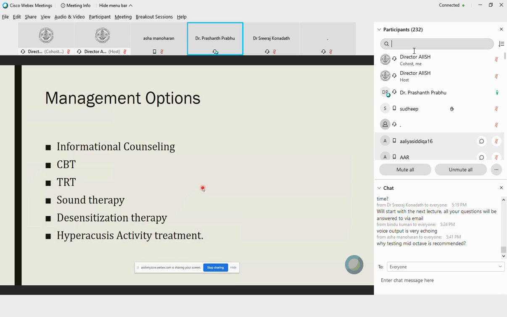So what are the different management options available? You have informational counseling to make them understand why they are getting hyperacusis, what should be done, and all that. We will be learning in detail about CBT, TRT, sound therapy, desensitization therapy, and hyperacusis activity treatment. So these are some of the options available for management of hyperacusis.